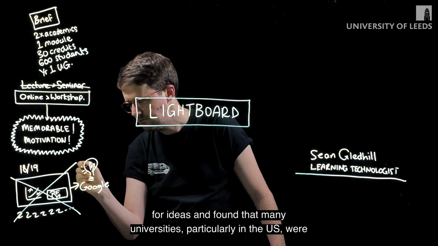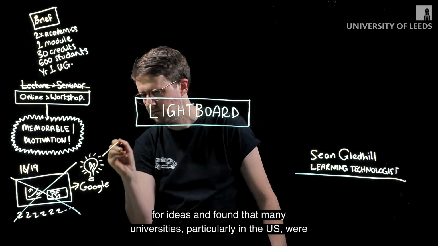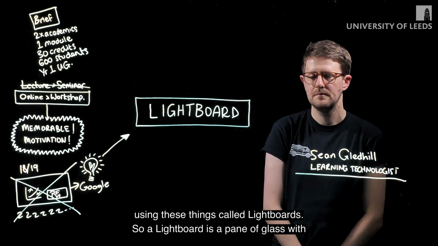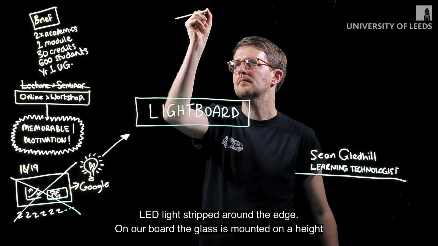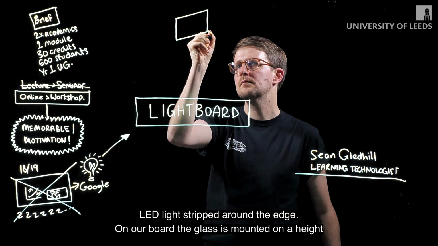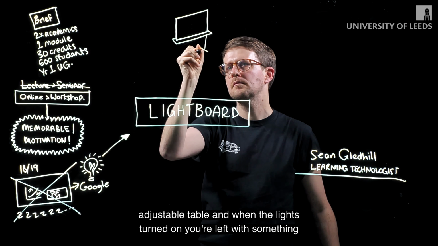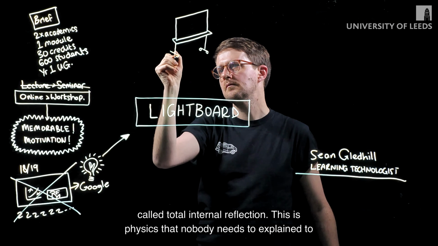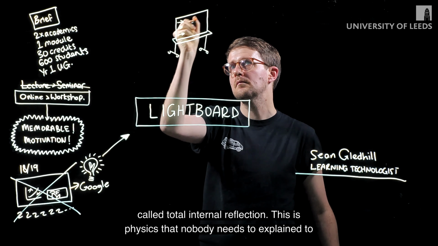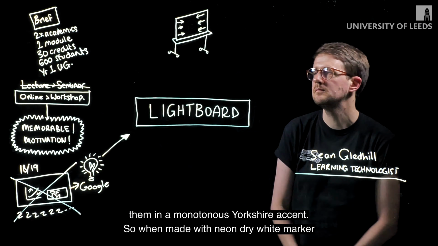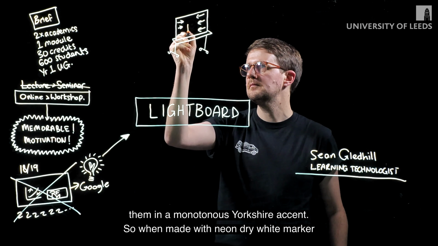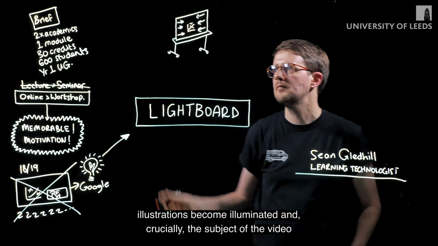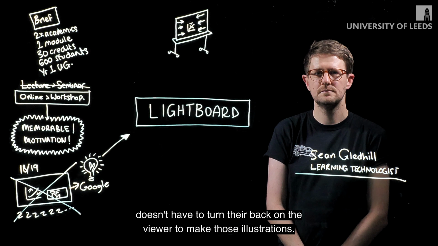So I searched the web for ideas and found that many universities, particularly in the US, were using these things called lightboards. So a lightboard is a pane of glass with LED lights stripped around the edge. On our board, the glass is mounted on a height adjustable table, and when the lights are turned on, you're left with something called total internal reflection. This is physics that nobody needs to have explained to them in a monotonous Yorkshire accent. So when made with a neon dry white marker, illustrations become illuminated, and crucially the subject of the video doesn't have to turn their back on the viewer to make those illustrations.